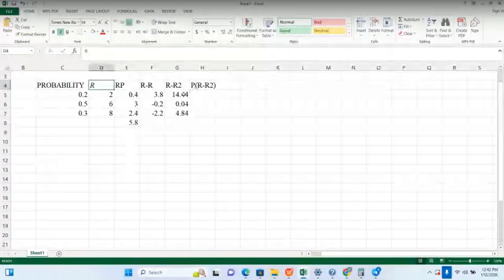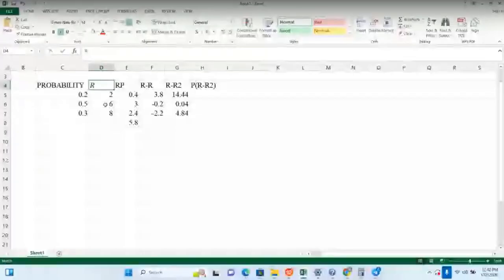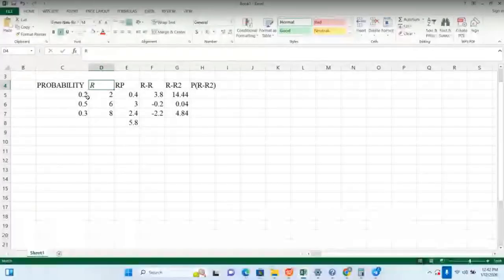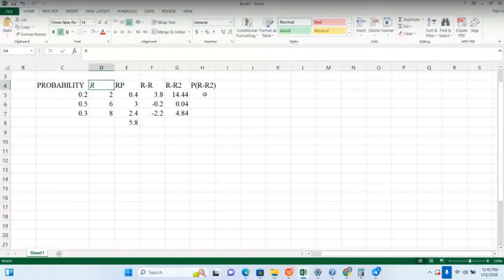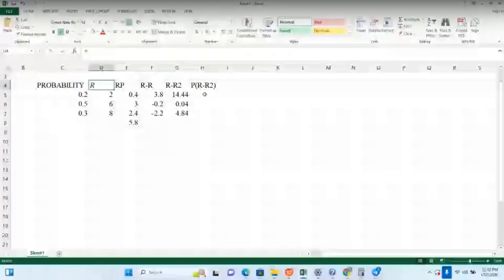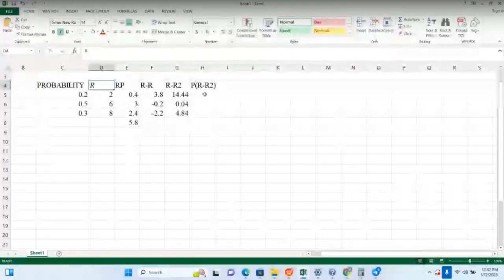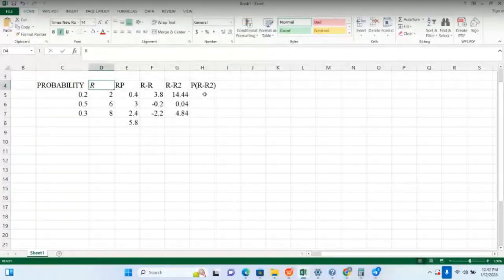So we now say 14.44 multiplied by 0.2. That is going to give us what we will put here. So can we quickly do that one now? Do we get it? Yes, sir.